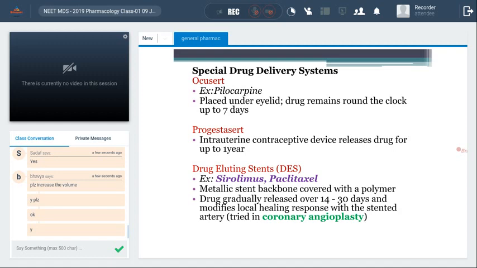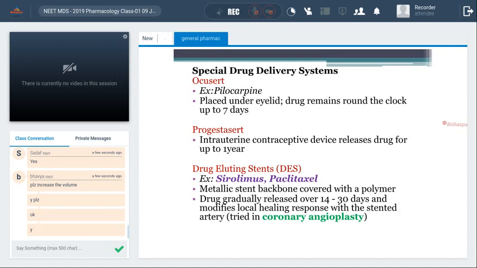And then we have something called drug-eluting stents. Drug-eluting stents are stents which also release drug into the circulation. They are just stents, but they're backed up with drug. The stent is placed, but it also releases the drug. Popular examples are sirolimus and paclitaxel. These are used in angioplasty.